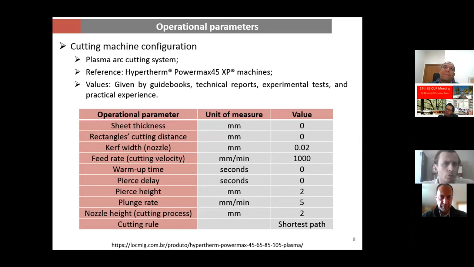So for the operational parameters, the plasma arc cut system was defined as a basis, using as a reference the Hypertherm Powermax45 machine. And some settings for this specific machine are fundamental to be defined, such as the sheet thickness, rectangles, cutting distance, and the cutting route. These values of each operational parameter are given by guidebooks, technical reports, experimental tests, and mainly by the practical experience of the operators and the mechanical engineers of the industry.